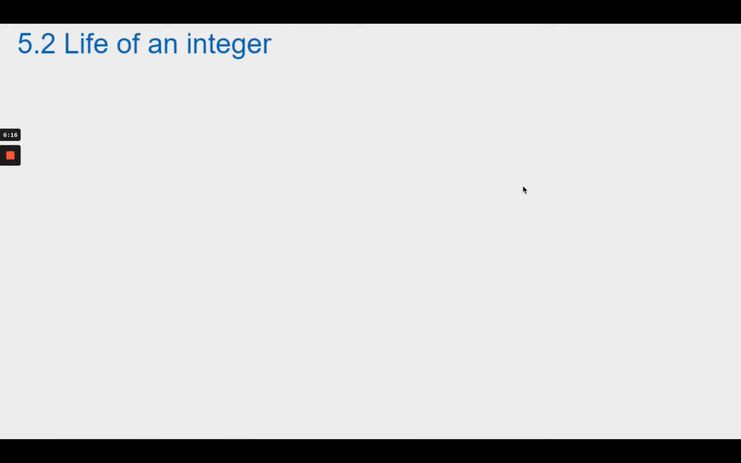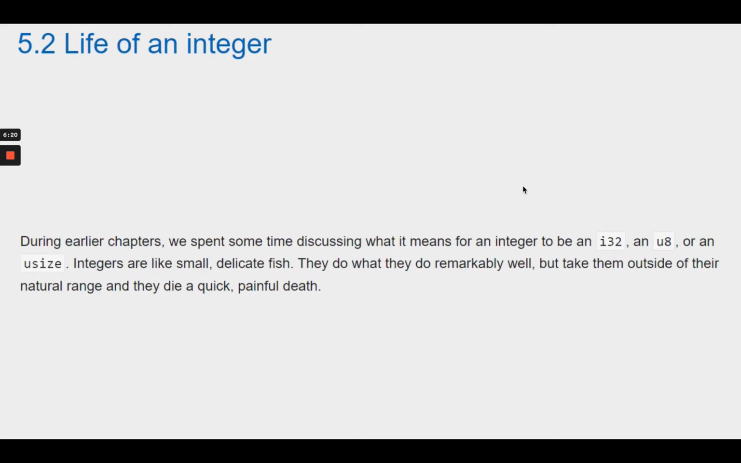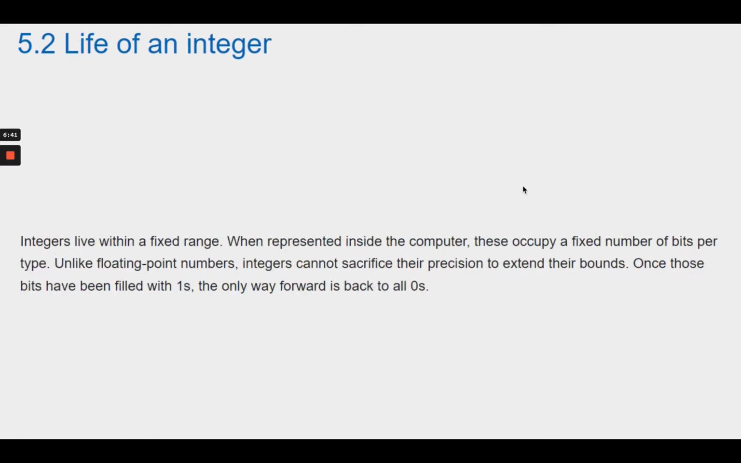Section 5.2. Life of an integer. During earlier chapters, we spent some time discussing what it means for an integer to be an i32, a u8, or a usize. Integers are like small, delicate fish. They do what they do remarkably well, but take them outside of their natural range and they die a quick, painful death.